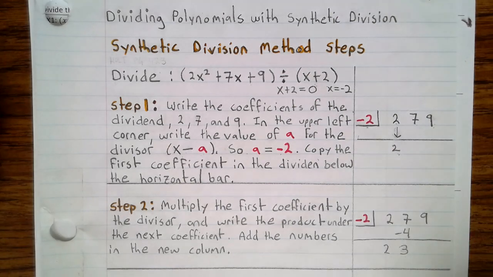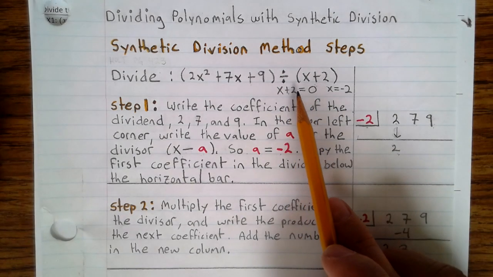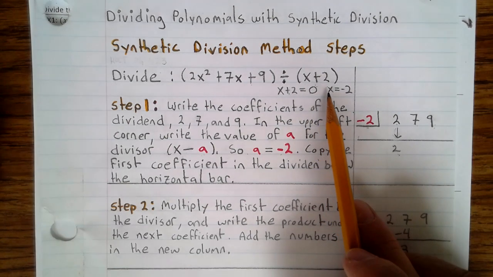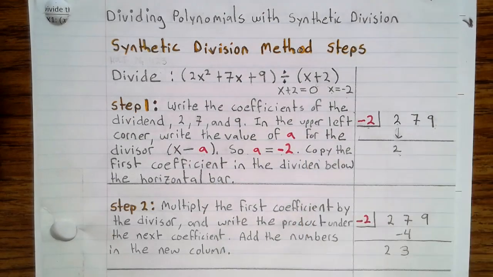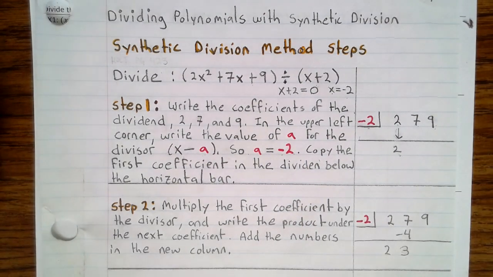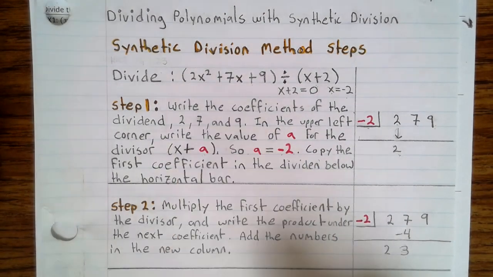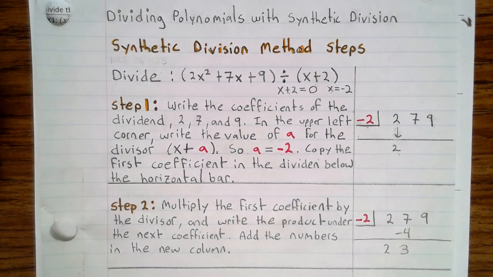Now, the way we got negative 2 is we said x plus 2 equal to 0. So then that's x equals negative 2. That's where we get the a equals negative 2 value. In this case, it should be x plus a.